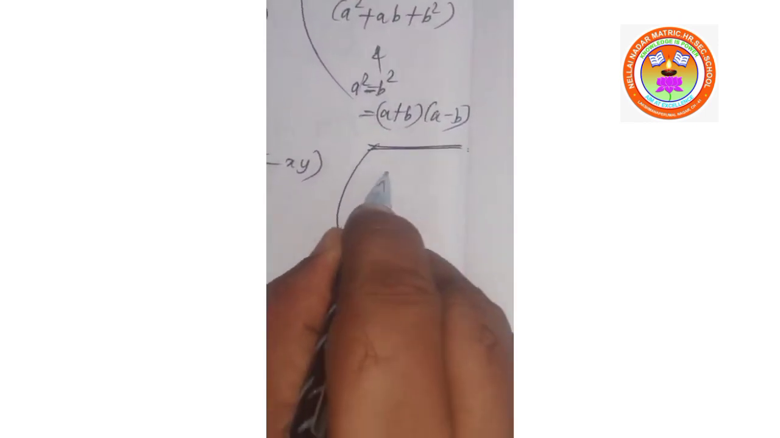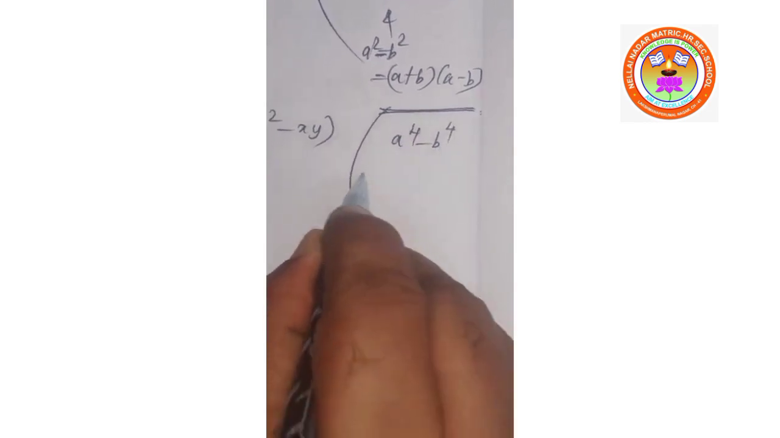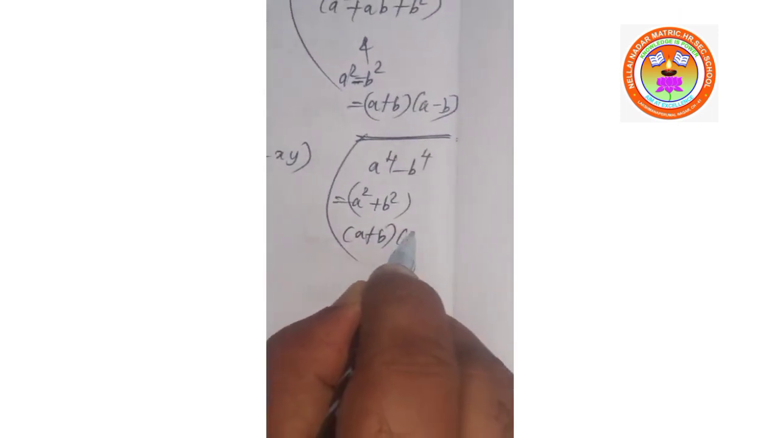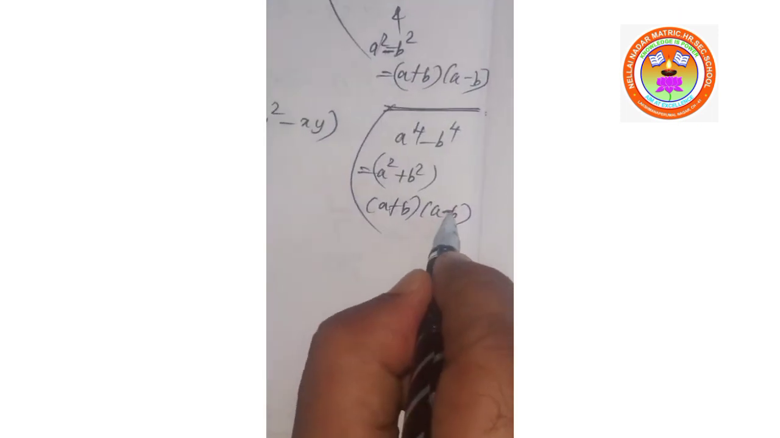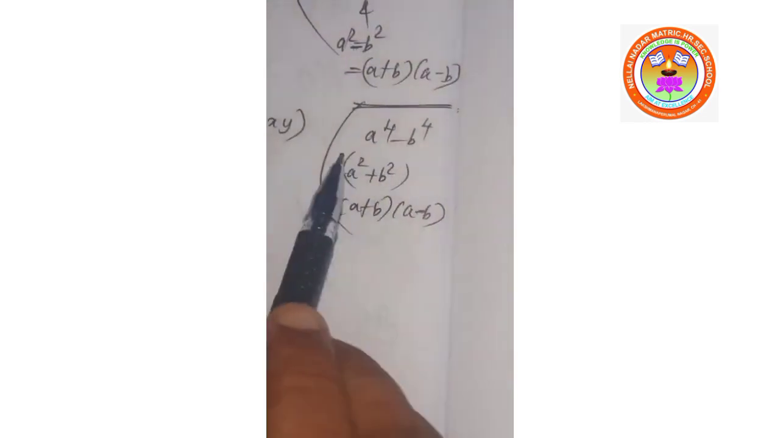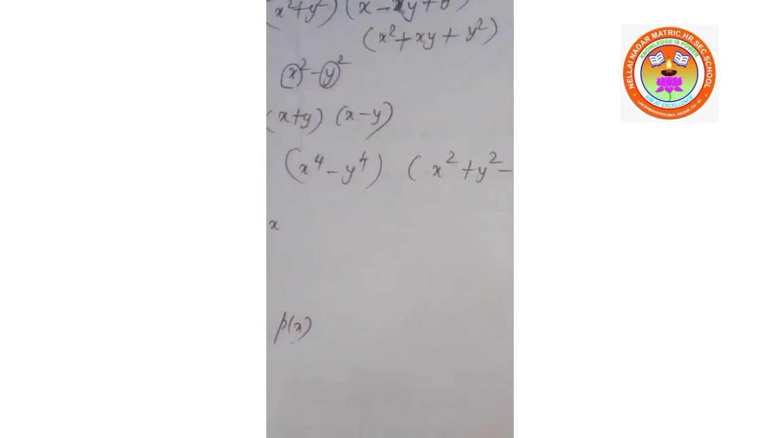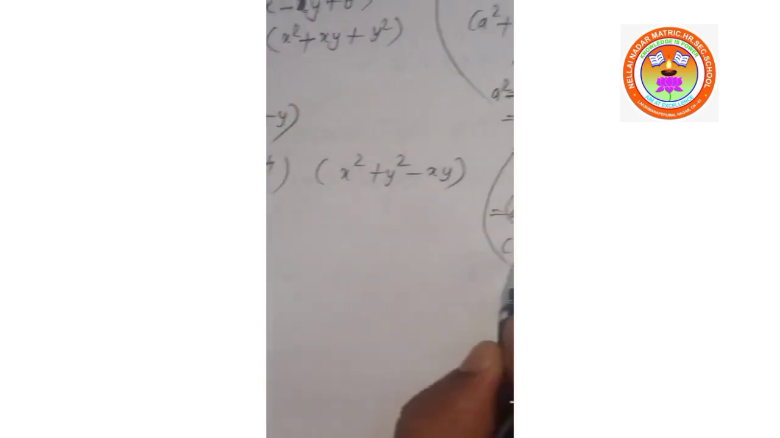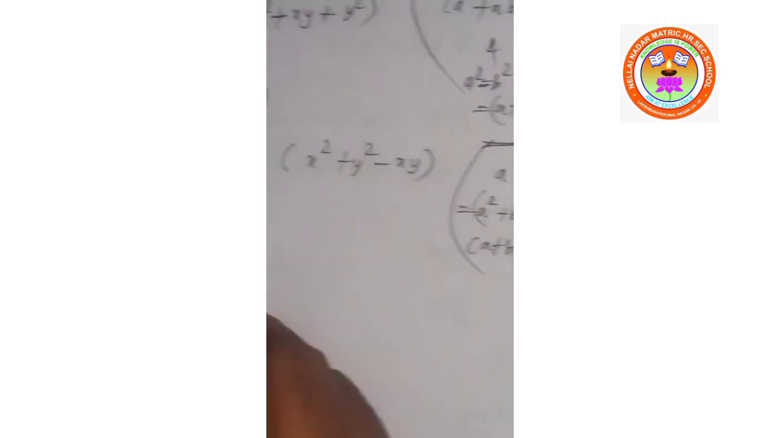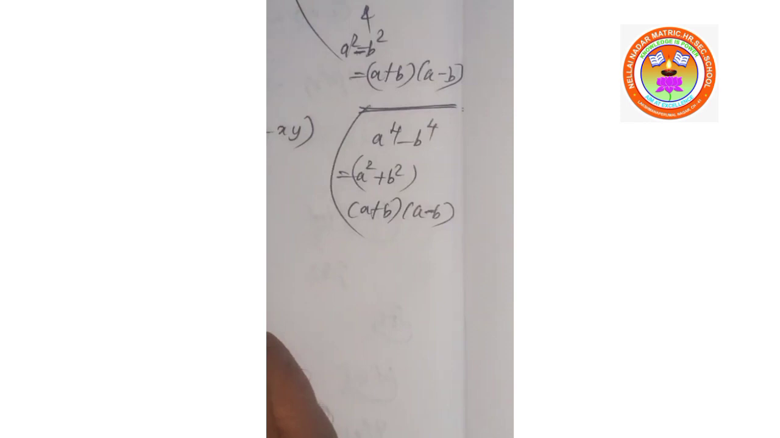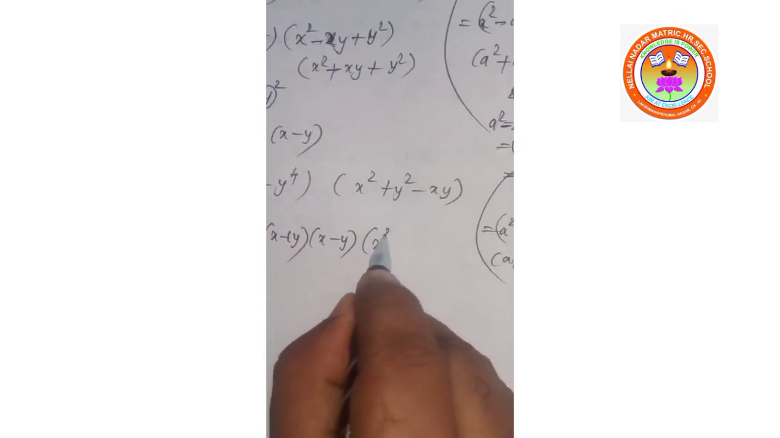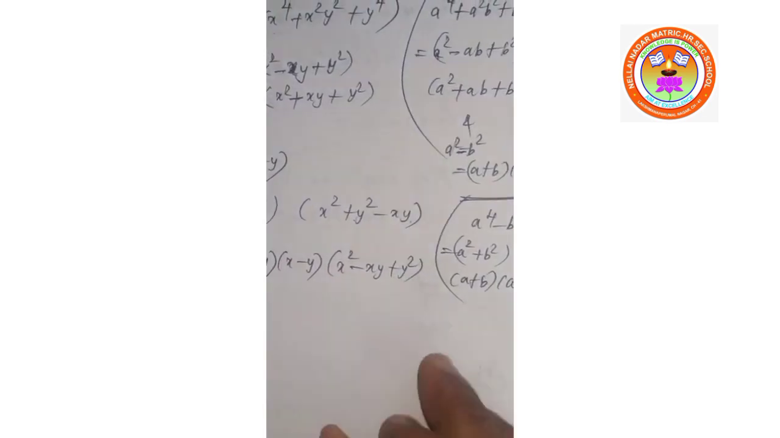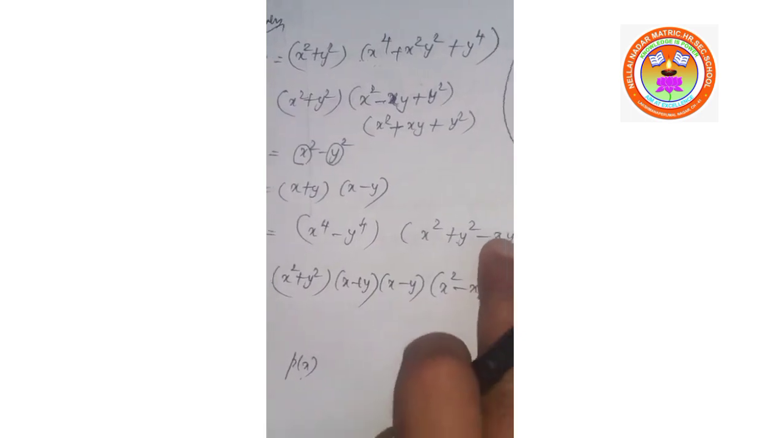Now x power 4 minus y power 4 can be written using the identity I have given. I write the identity over here. A power 4 minus b power 4 is equal to a squared plus b squared into a plus b into a minus b. This is the identity for a power 4 minus b power 4. Instead of a and b, we have x and y. Just replace a by x, b by y. Come on, x squared plus y squared into a plus b becomes x plus y, a minus b becomes x minus y, and write this expression as it is. X squared plus y squared minus xy, otherwise minus xy plus y squared, same only. Okay, x squared minus xy plus y squared.